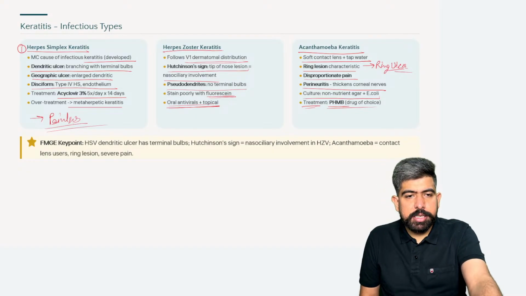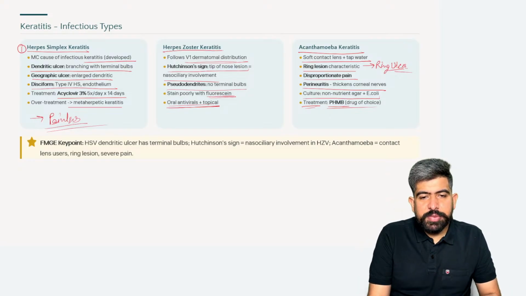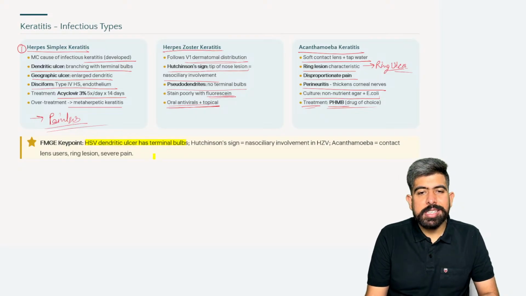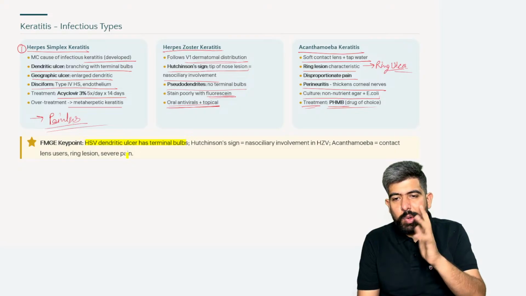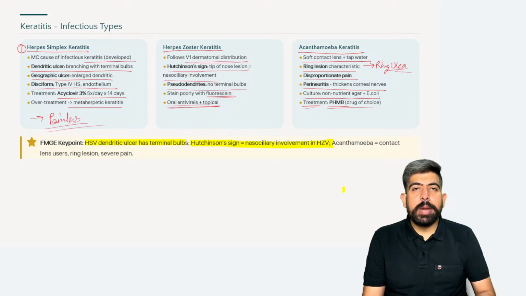The key points. First of all, in HSV, herpes simplex, there are dendritic lesions with terminal bulbs, but in herpes zoster there are no dendrites. Please remember this. The Hutchinson sign and nasociliary involvement are seen in herpes zoster virus.